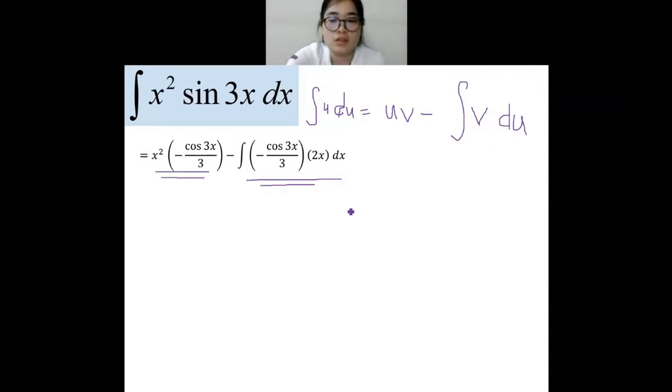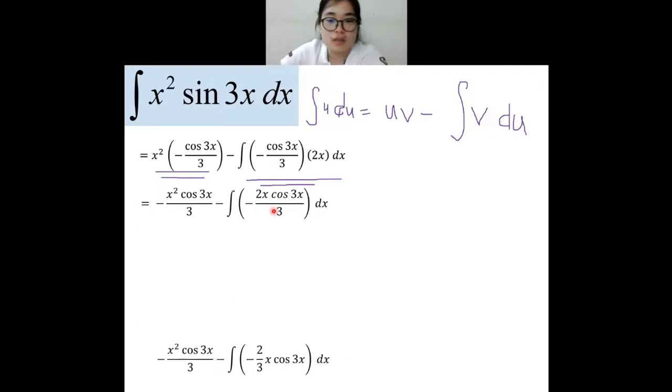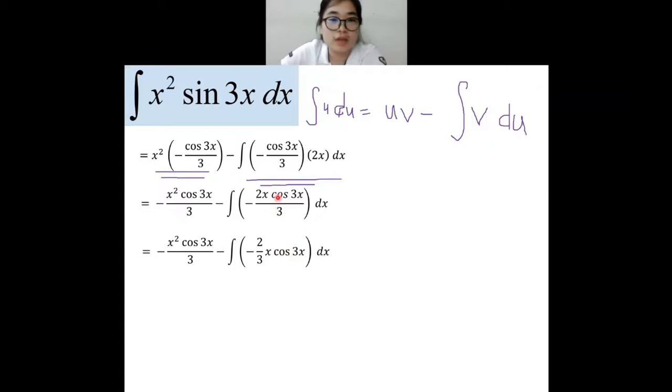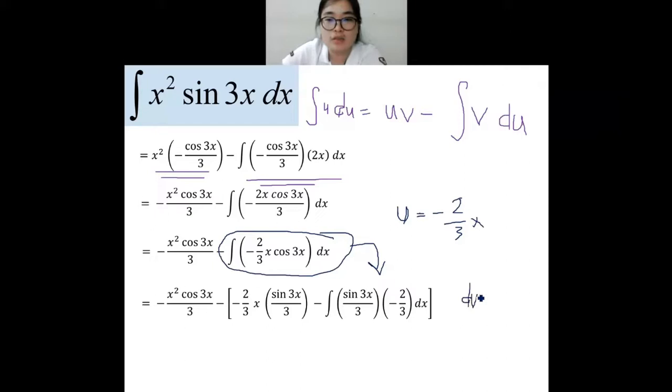All right? Then the next step, simplify. Simplify here and also times back inside, then we will get, okay, this one, 2x cos 3x, we can rewrite like that. Then from this part we need to do the integration by parts again. The u will be negative 2 over 3x, okay? And the dv part, we will use the cos 3x. Do you understand here?